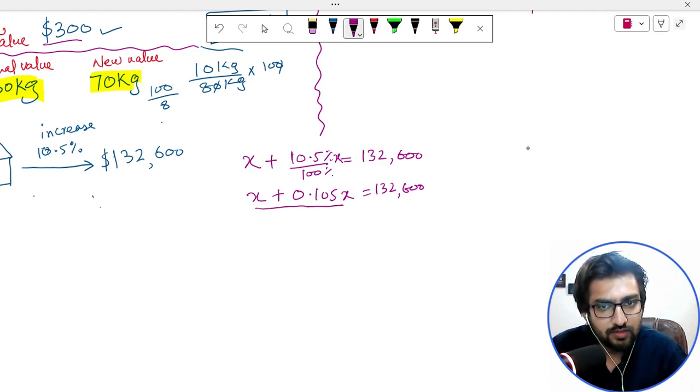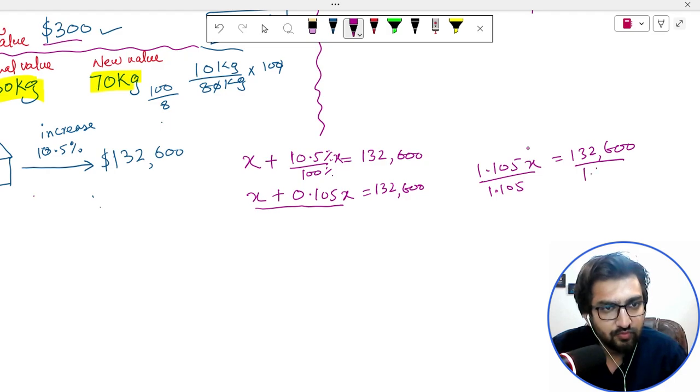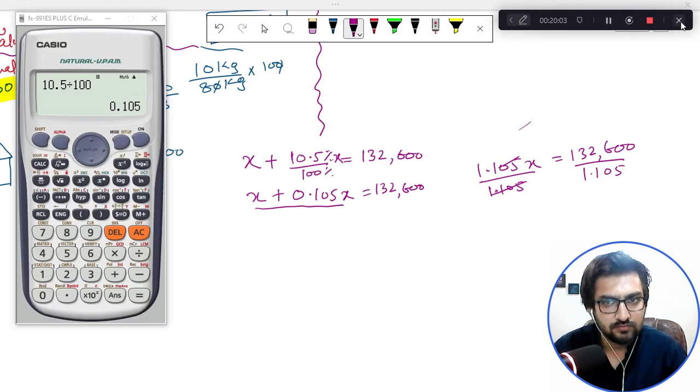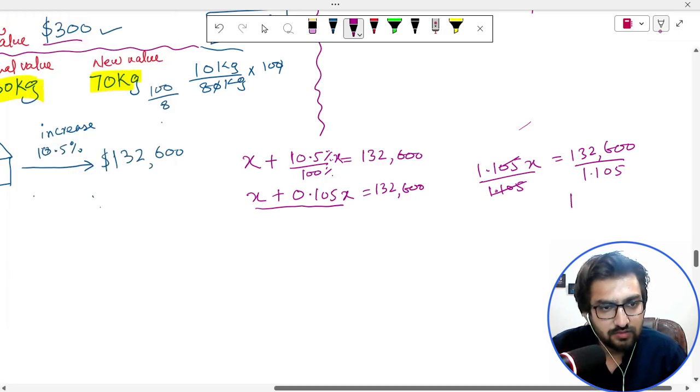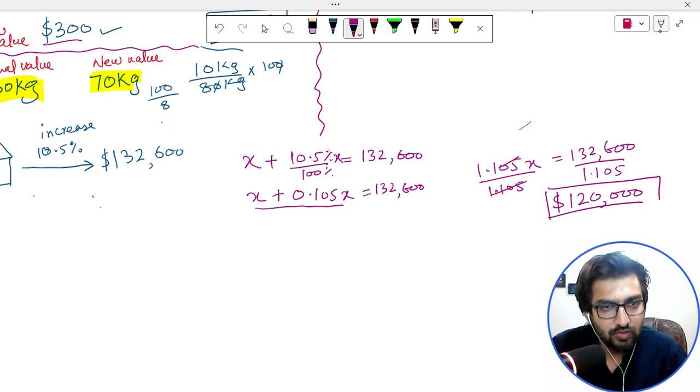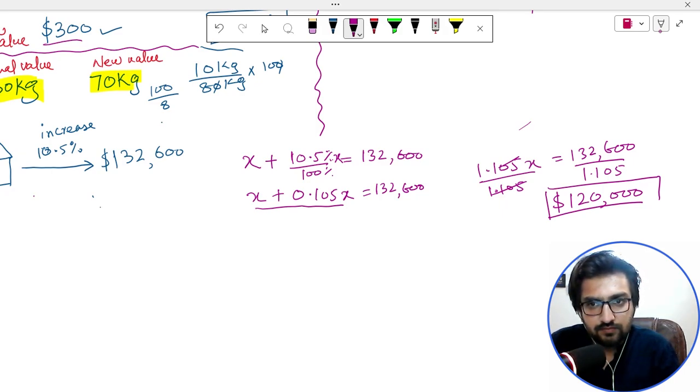So these two, when you add them together, it will become 1.105 x equal 132,600, and then you will divide both sides by 1.105 in order to remove this from here. So 1.105, cancel them, and now let's calculate this value. So let's calculate them. 132,600 divided by 1.105. So this is the answer, 120,000 dollars. That is the original amount, and you can see, this is the x value.